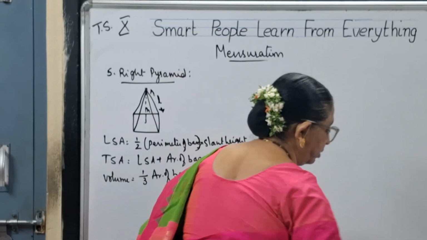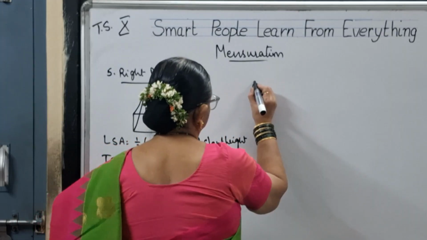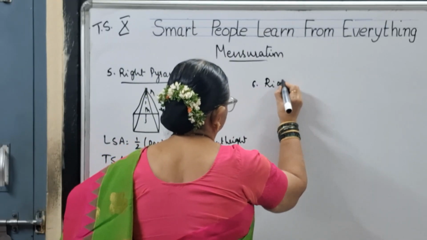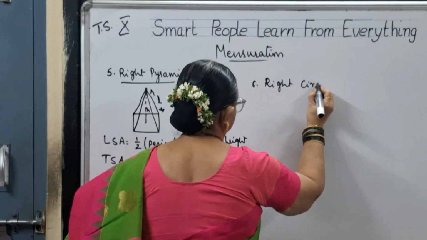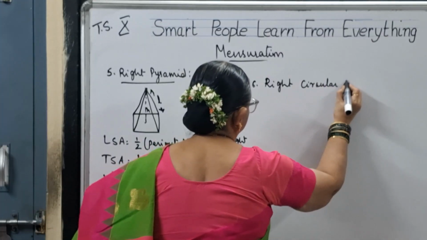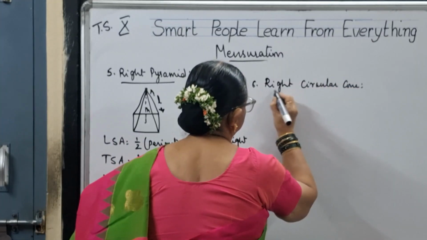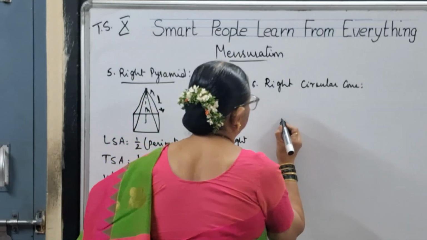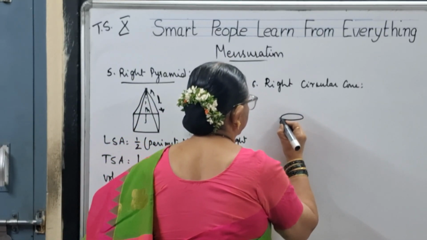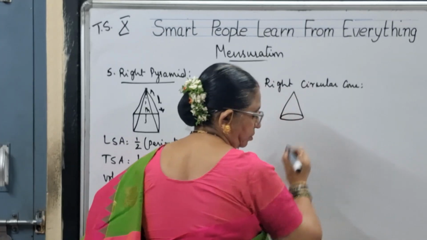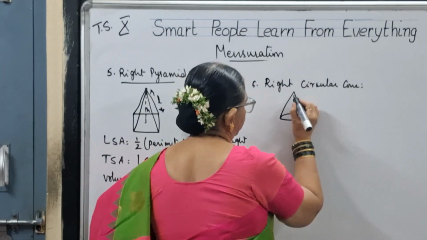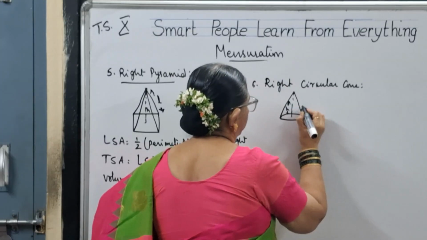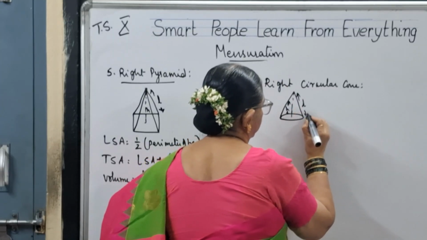Next, we are going to write circular cone. So what is this cone, children? It is also like a pyramid, but the thing is it has got a base, a circle, and height. Here this is height and here it is slant height.